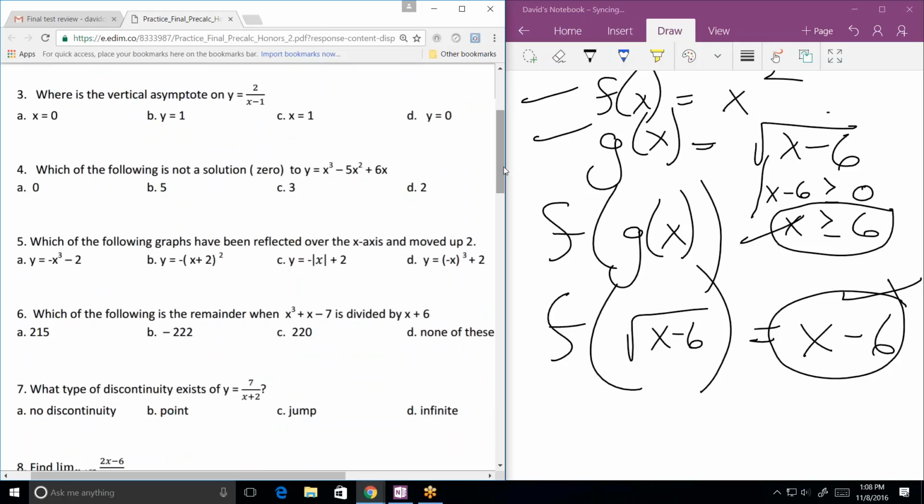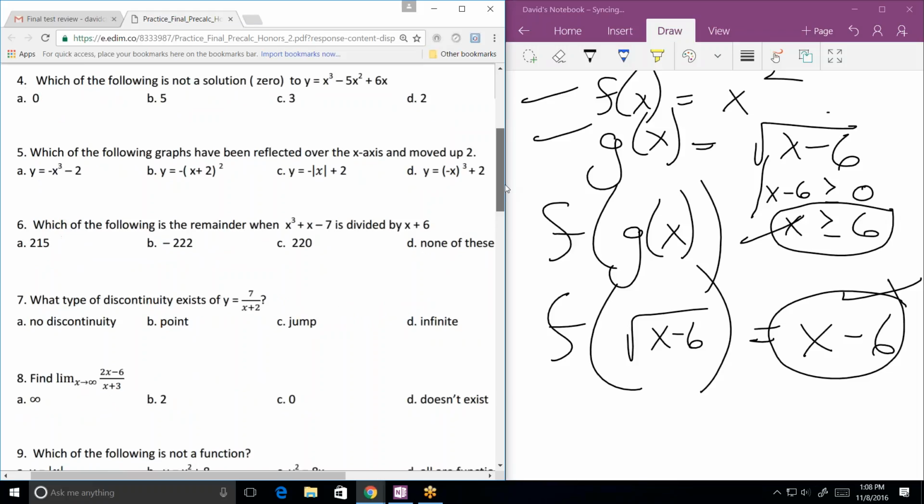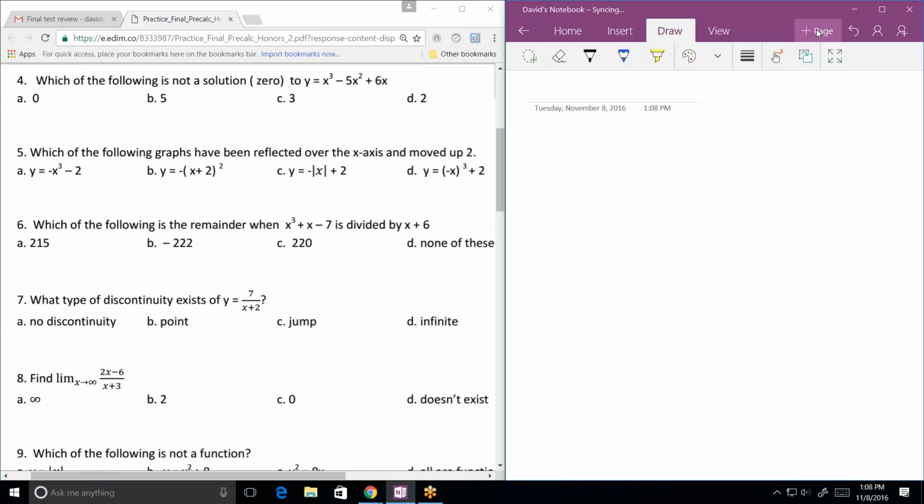Where's the vertical asymptote on number 3? x equals 1. Number 4. Which is not a solution? Well, in order to answer that, we're going to have to figure out all the solutions.